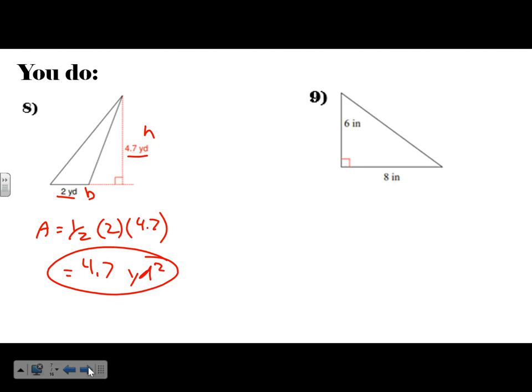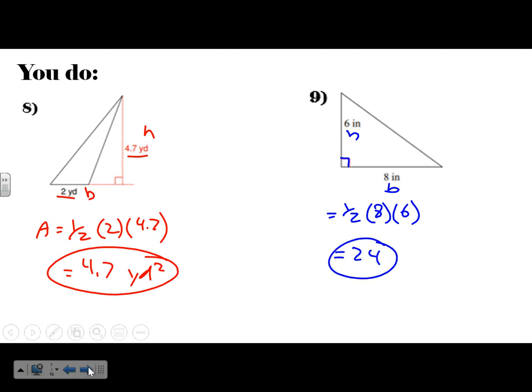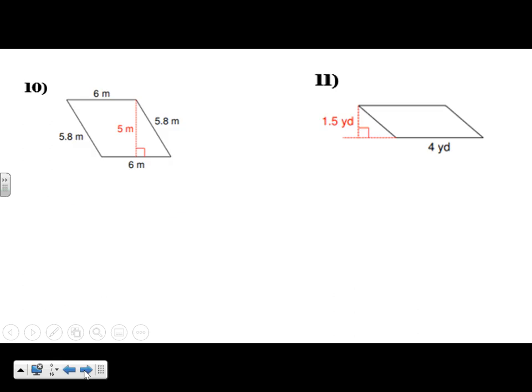And we have our base and our height, since this is a 90-degree angle. So that is 1/2 times 8 times 6, which is 24. Sorry, technically inches squared. I'm trying to do that for this lesson, make sure I label things.